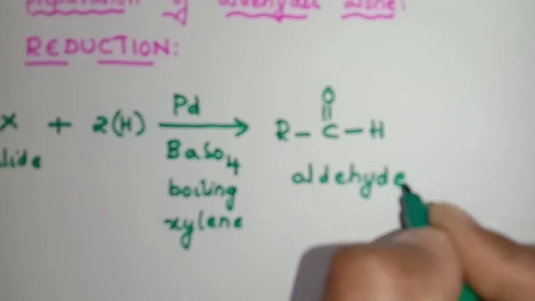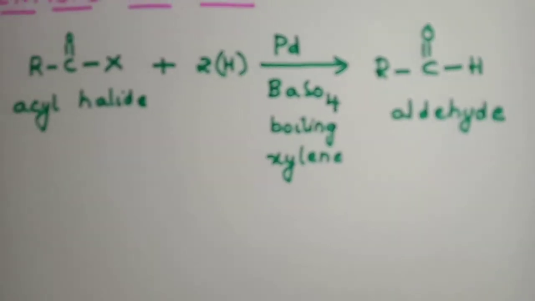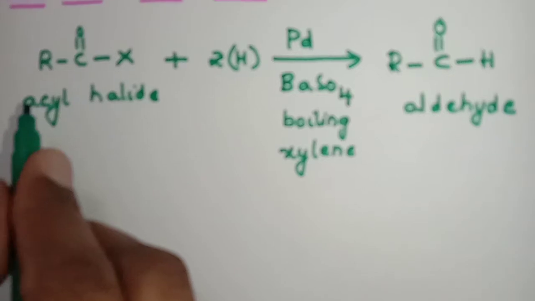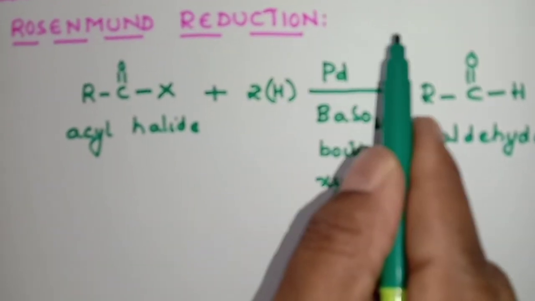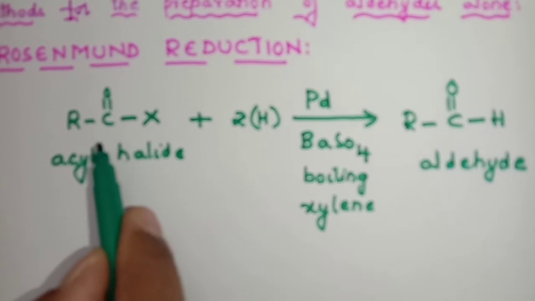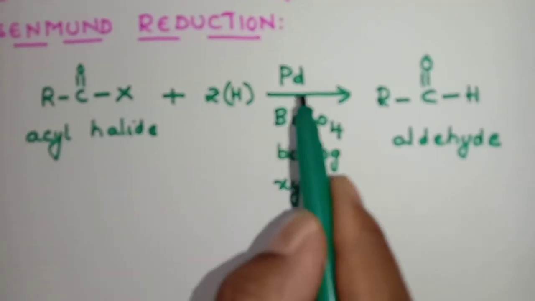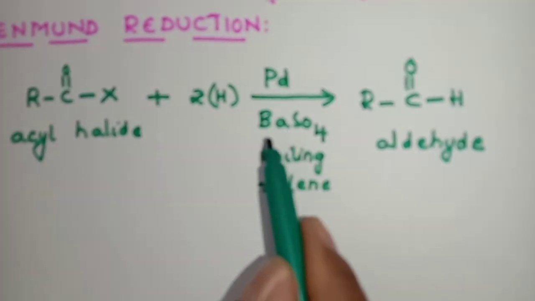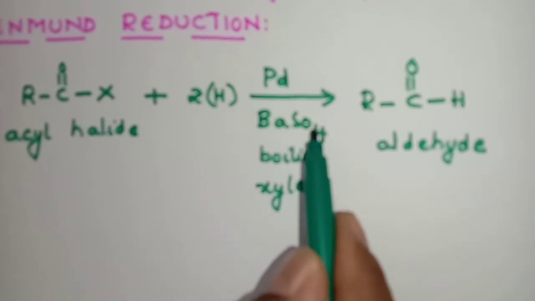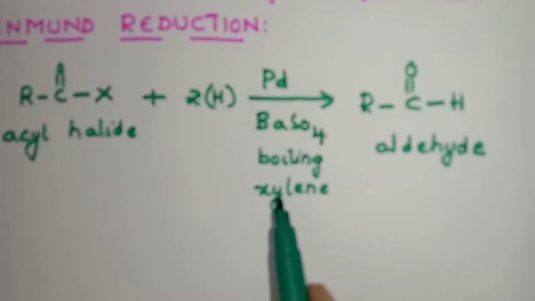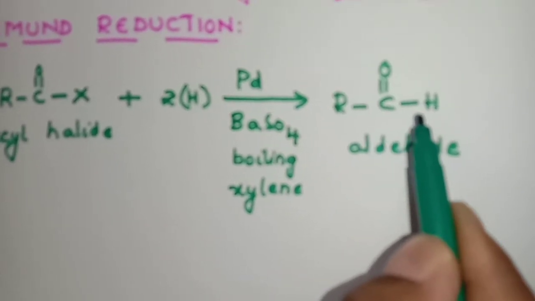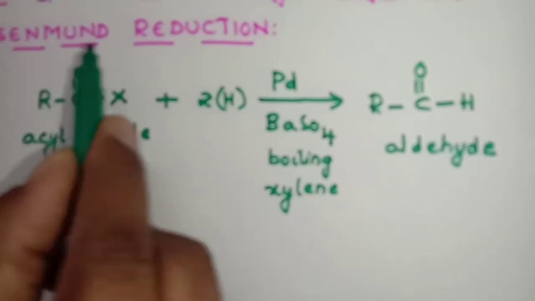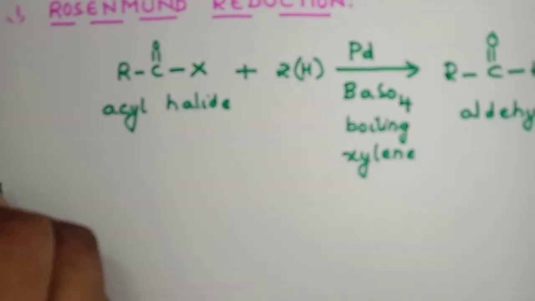In this process, remember, we cannot prepare ketones. So, the first method, Rosenmund reduction. If you want, write down the process here. When acyl halides react with hydrogen in the presence of palladium catalyst supported on barium sulfate in hot xylene, then we get corresponding aldehydes, and this reaction is called Rosenmund reduction.